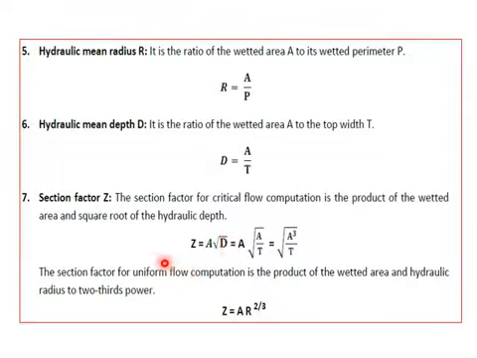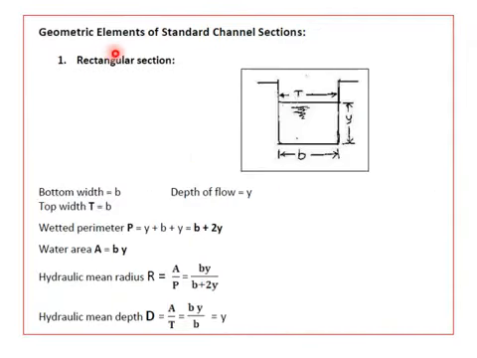And section factor for the uniform flow computation is the product of water area and hydraulic radius to the 2/3 power. So that is the section factor for uniform flow, whereas the section factor for this is for the critical flow computation. So whatever we discussed about the geometric elements will apply to standard channel sections. We'll take a simple case of a rectangular section.